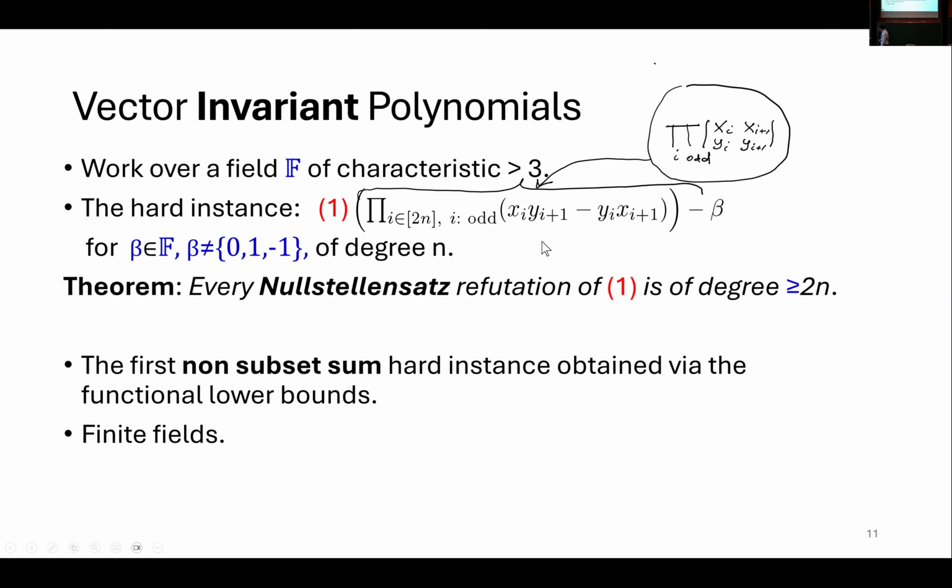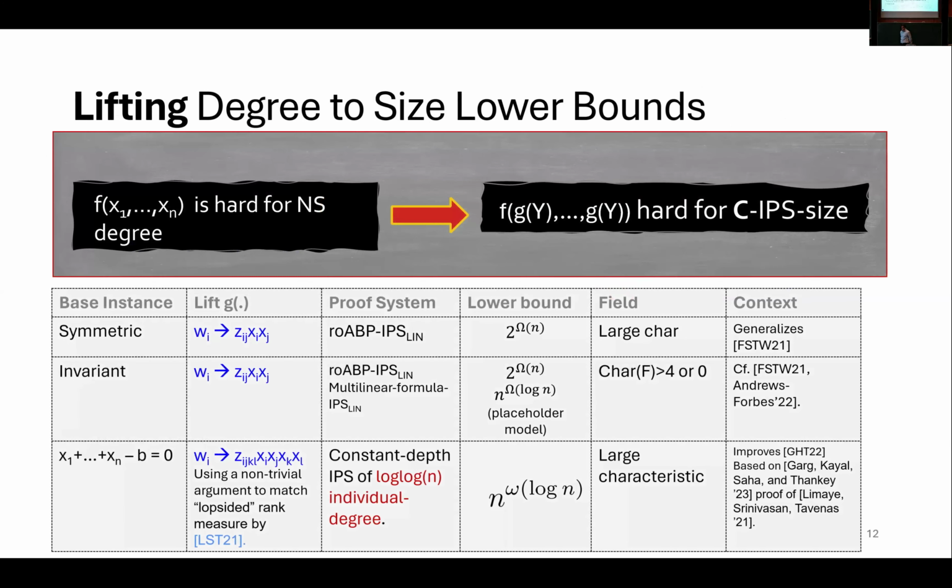Invariant, you can think about it as partial symmetries. So it's not fully symmetric, but because it's partially symmetric, we can still exploit this and show this degree lower bound. Now I'm going to show you, and this also works over finite fields. And as I said, this was new because it was open how to do this kind of lower bounds over finite fields. And also it's not a subset sum or subsum variant. So here is the summary of results.